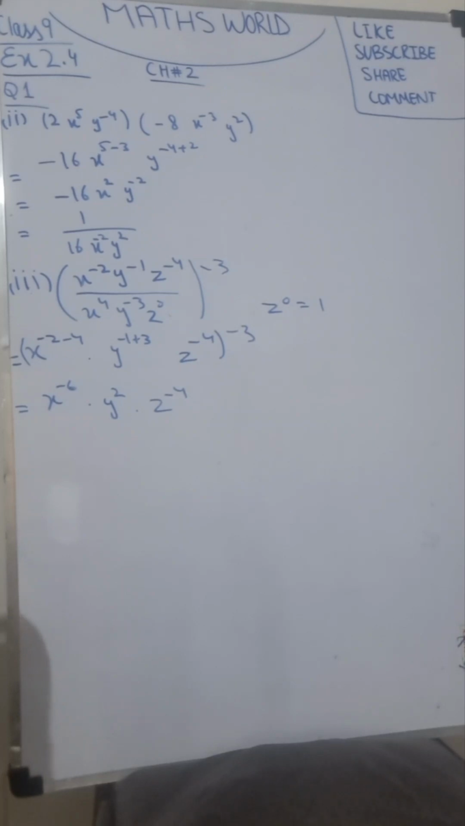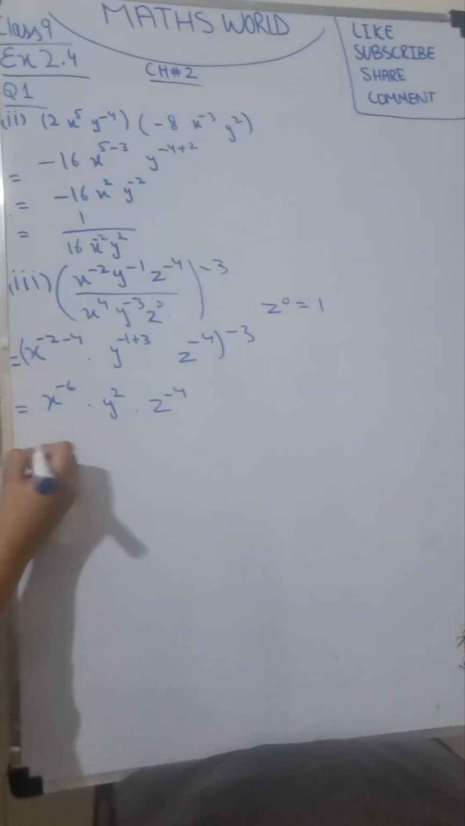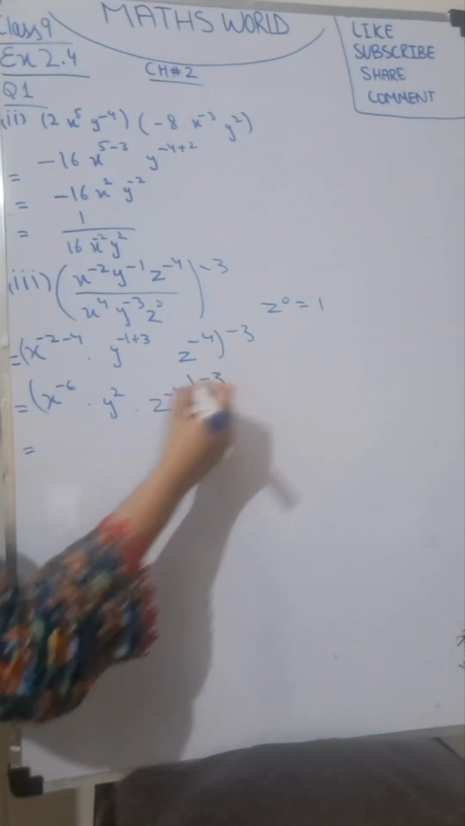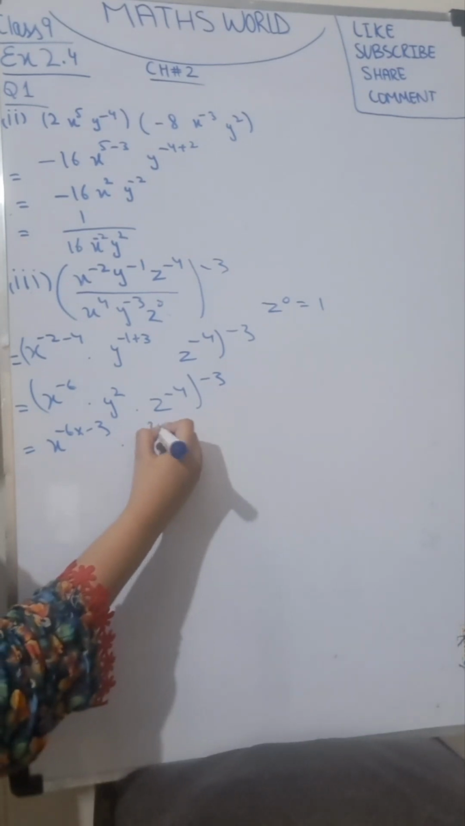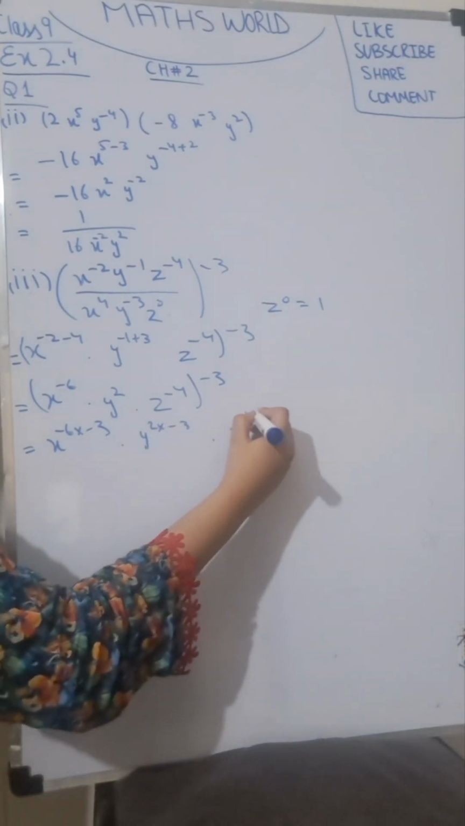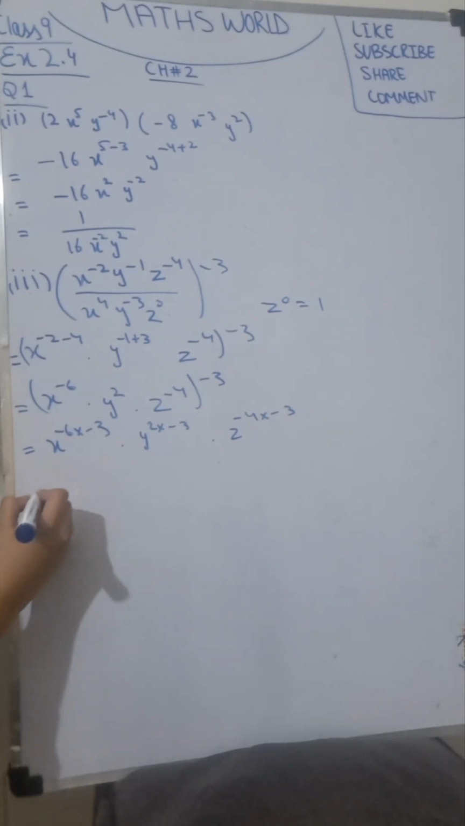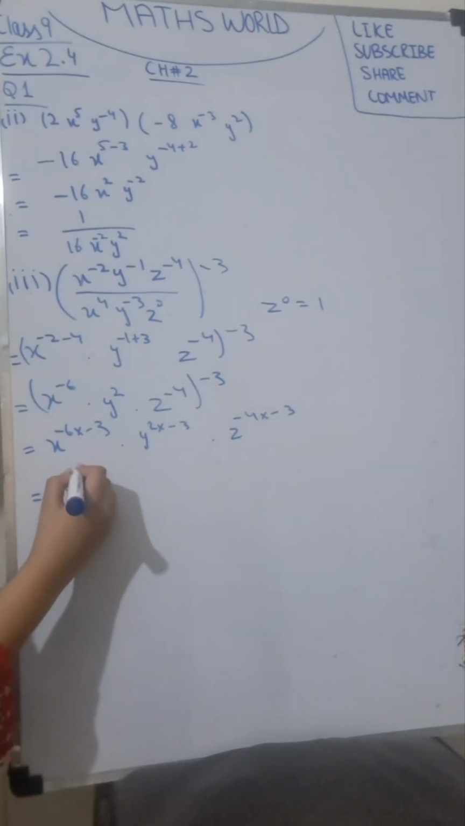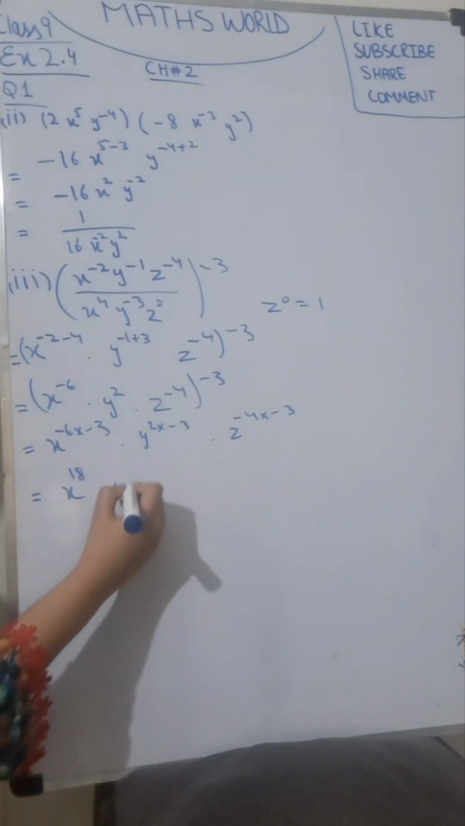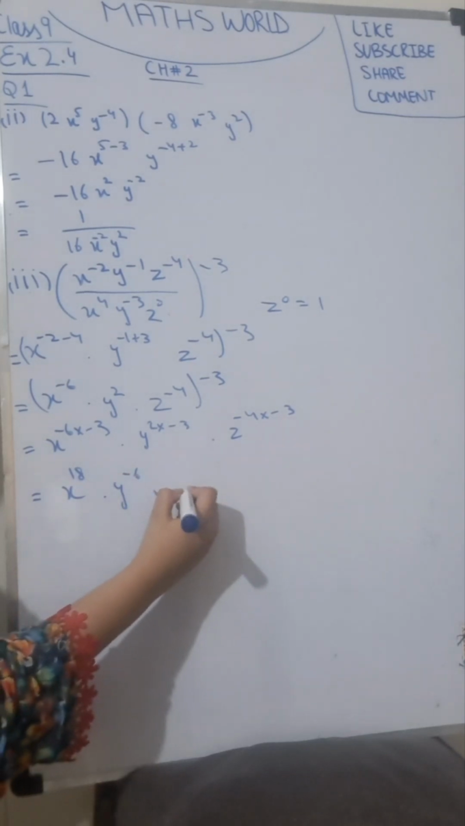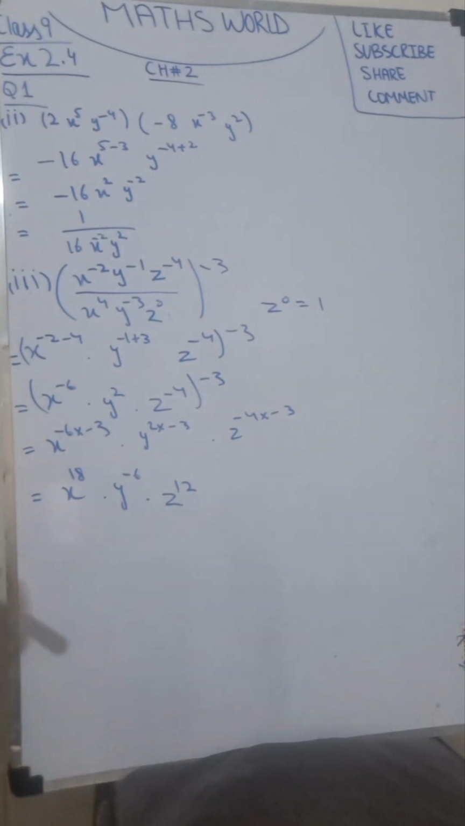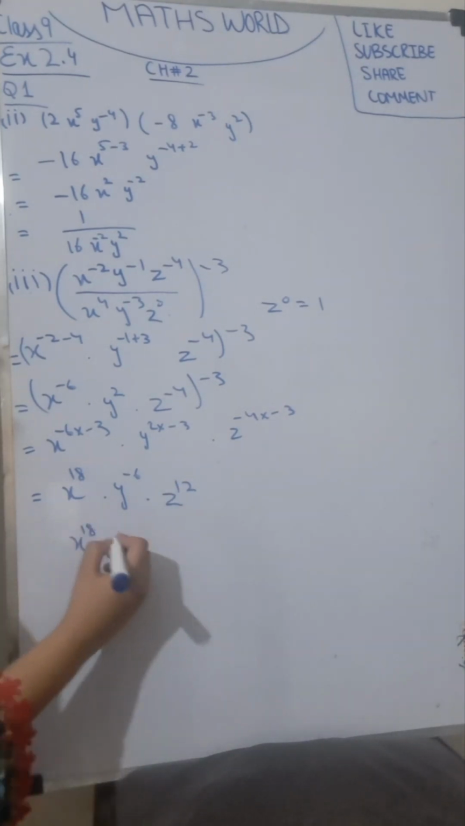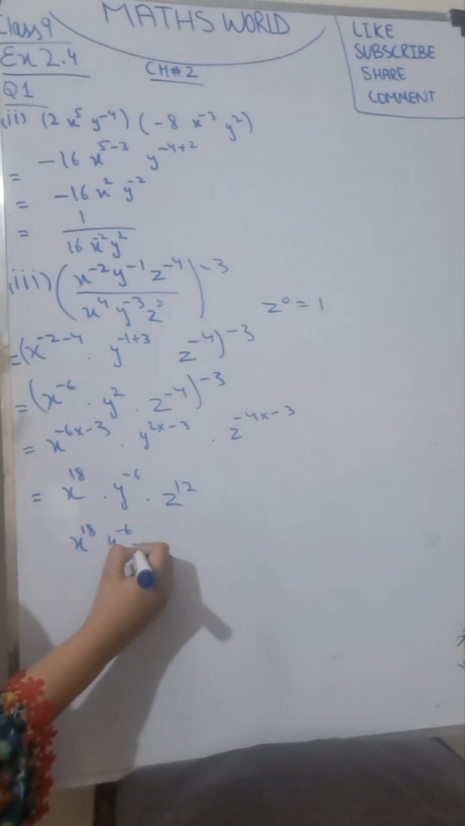Now because you have to reciprocate, or either you can multiply by -3 in it. So x^-6 multiplied by -3, y^2 into -3, z^-4 into -3. So it will be equal to x^18, 6 threes are 18, y^-6, and z^12, positive. So this is your answer. You can write x^18 y^-6 z^12.